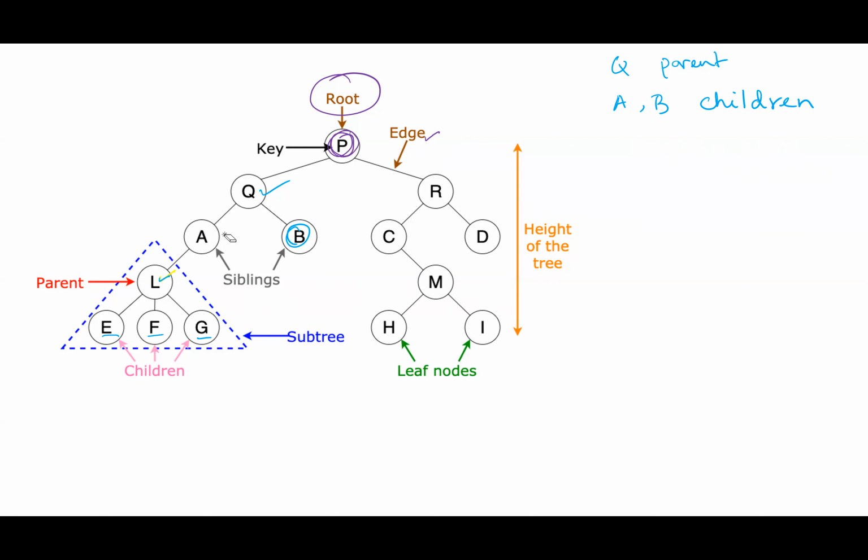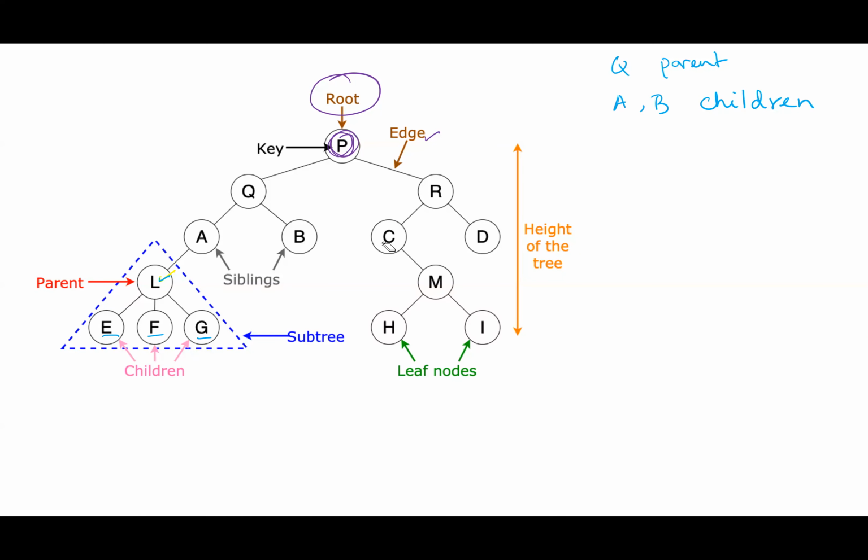Okay, then if two of the nodes have the same parent, say A and B, they have the same parent, right? Then we call them siblings. So now if I ask whether B and C are siblings, no, because C has a parent R and B has parent Q. So they have different parents. So they're not siblings.